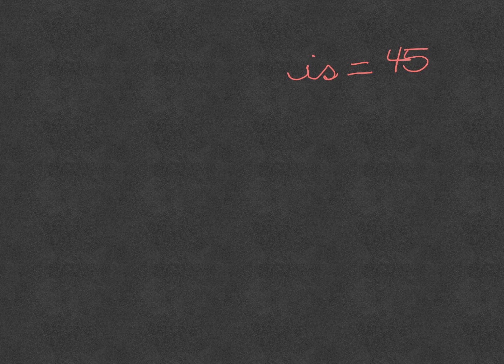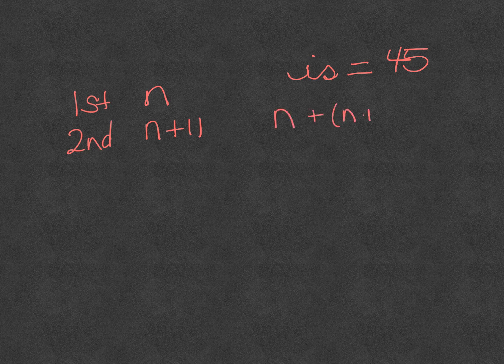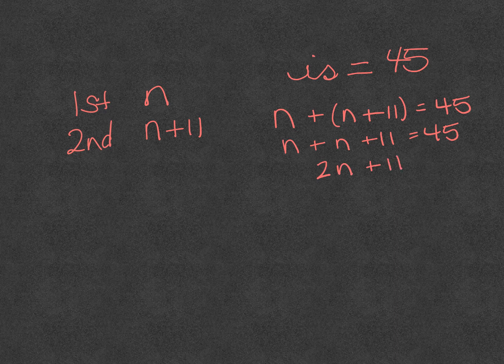Okay, so they used n. The first number is n. The second is what? n plus 11, right? You guys with me today? Partially. So how would you write the equation? Well, they tell you there. n plus n plus 11 equals 45. Well, you can drop the parentheses, and you're going to get what? 2n plus 11 equals 45. And then what do we do? William?